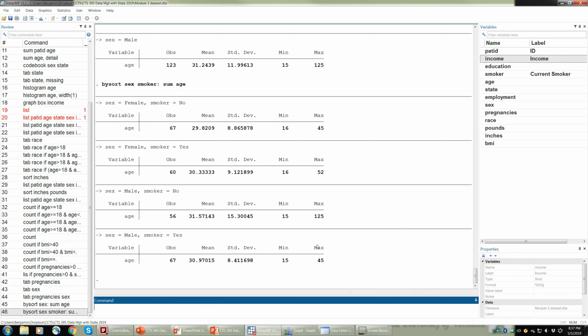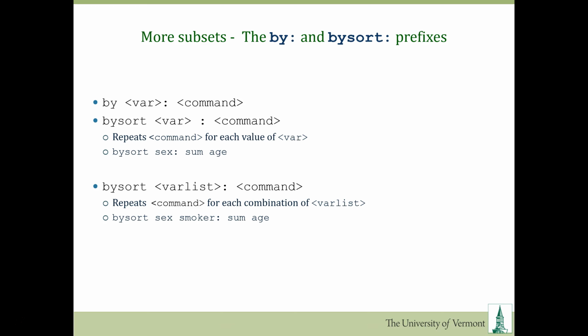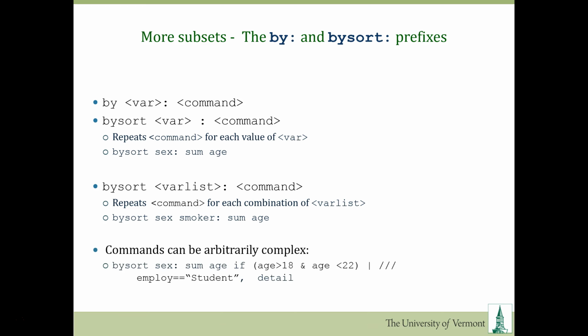And these combinations, these commands, can be quite complex. You can do by sort sex, for instance, and then summarize age if this age or that age, or they're employed as a student, and you can ask for the summary in detail. This / here is handy if you are going to wrap around to a second line. That's the continue on the next row or the next line indicator in a Stata do file.